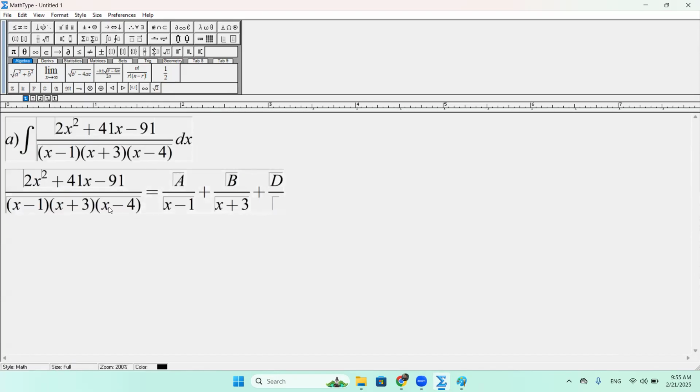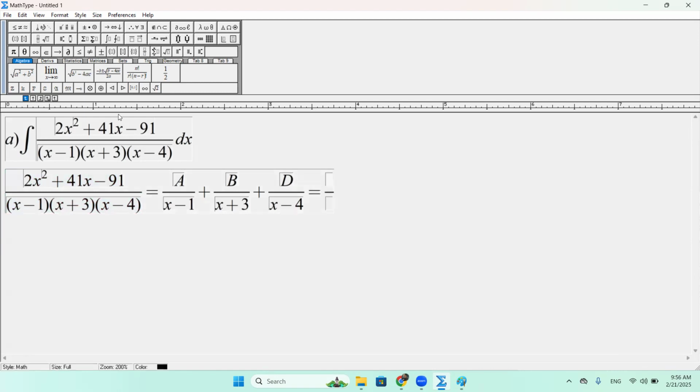Well, I use D because I don't want to mix it with constant C, but you can use C. It would also be a good idea to mark it in another way, like with a wave or a hat, or anything else. So these coefficients are unknown. And what we have here is the sum of these fractions.